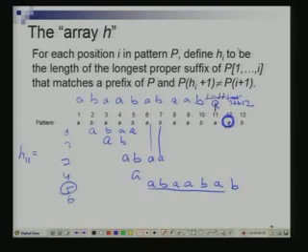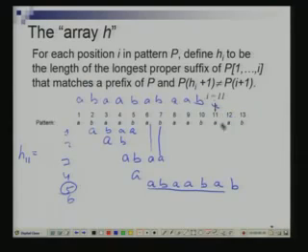So I have defined h_i to be the length of the longest proper suffix of p1 through pi that matches the prefix of p. Okay, now let's understand what this is. What is the suffix of p1 through pi? Let me pick up a different pen now so that I can continue. Okay, one second, let's erase some part so that we have space. Great.